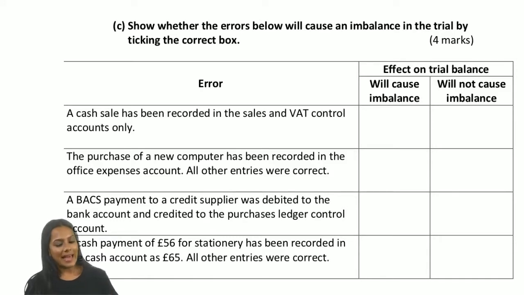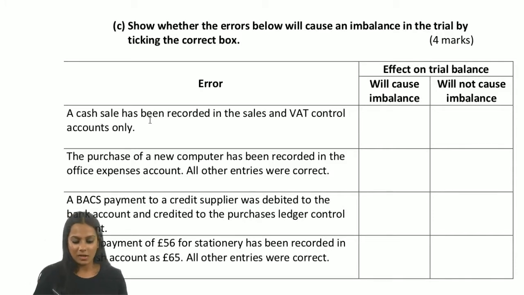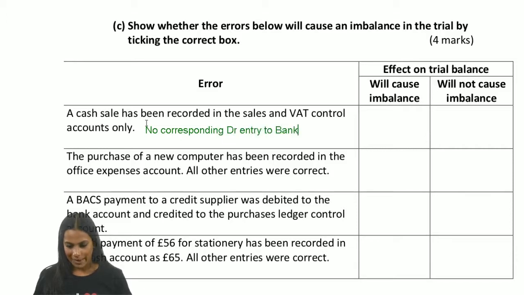Number 1, a cash sale has been recorded in the sales and VAT control account only. A cash sale has been recorded in the sales account and the VAT control account, which means that the cash received has not been recorded in the bank account. Okay, so you've credited sales, you've credited VAT control, but you haven't acknowledged receipt of money in the bank, so you've forgotten to debit the bank account. Okay, so there is no corresponding debit entry to bank or cash.